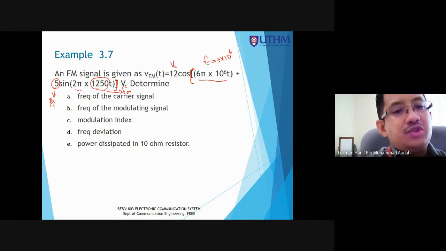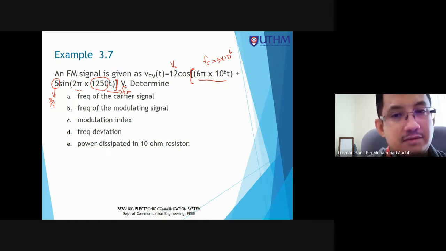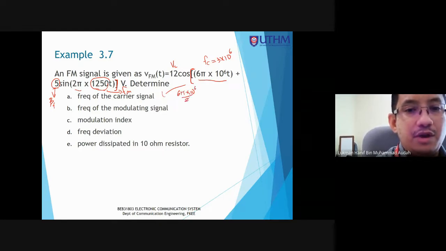Determine A, the frequency of the carrier signal. Very easy. The frequency of the carrier signal we found earlier, which is 6π times 10^6. You need to divide by 2π, and we already get 3 megahertz.